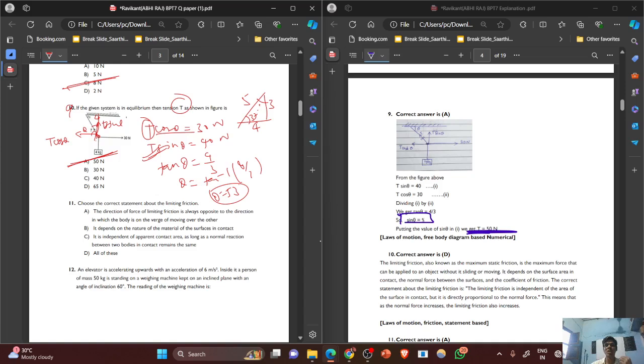It's again an easy question and based on Newton's second law. Now your 10th question. Choose the correct statement about the limiting friction.